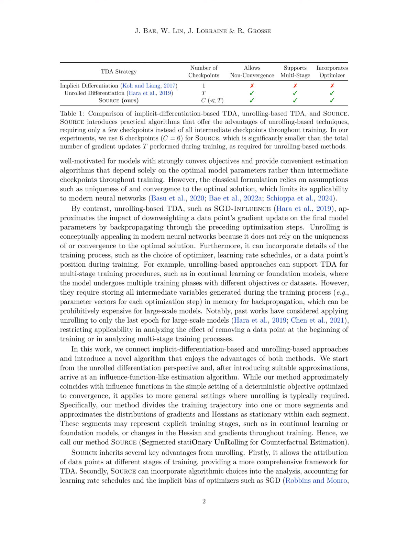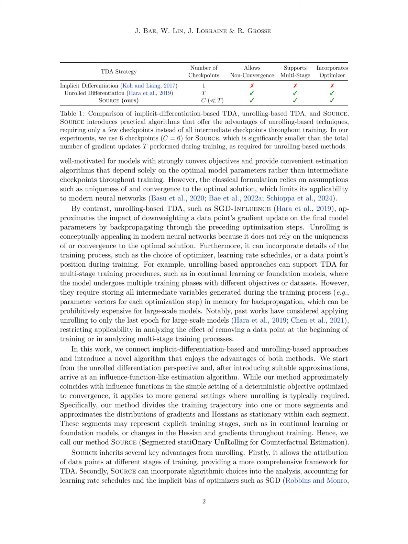SOURCE can incorporate algorithmic choices into the analysis, such as learning rate schedules and the implicit bias of optimizers like SGD or Adam. It maintains a close connection with counterfactuals, even in cases where assumptions made in implicit differentiation-based methods are not met, such as the optimality of final parameters.